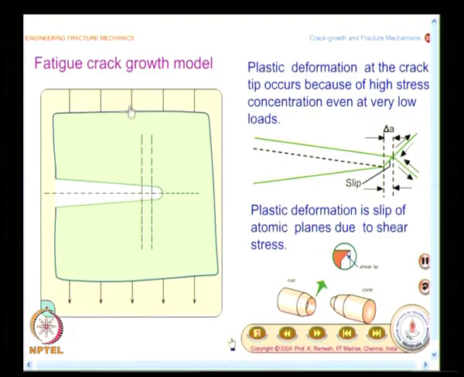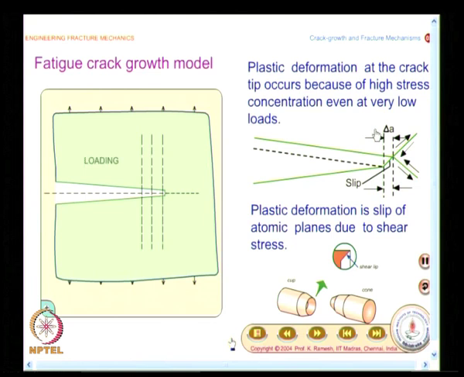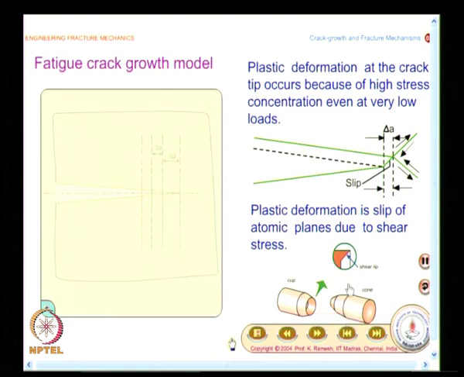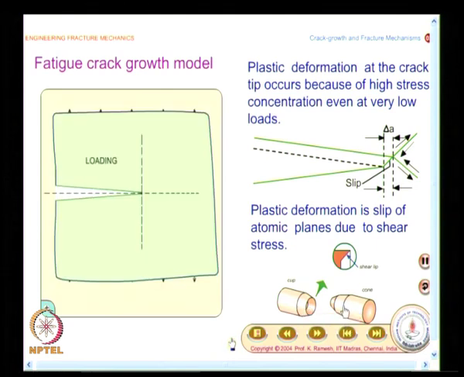We will look at what we learned in the fatigue crack growth model. What was mentioned? Because of very high stresses near the vicinity of the crack tip, you will have plastic deformation. And what is the role of plastic deformation? When you have plastic deformation, it is nothing but slip of atomic planes due to shear stress. And we had seen in some detail that in the case of a simple tension test, you have a cup and cone fracture. And I pointed out that you have a shear lip and this happens at 45 degrees.